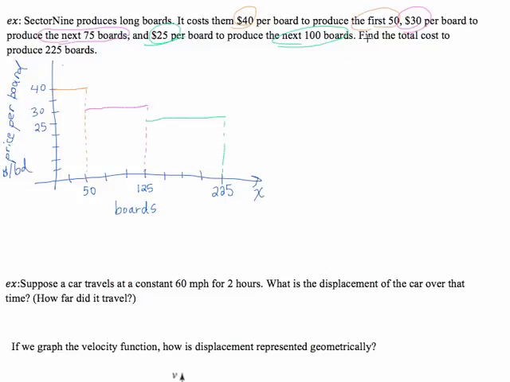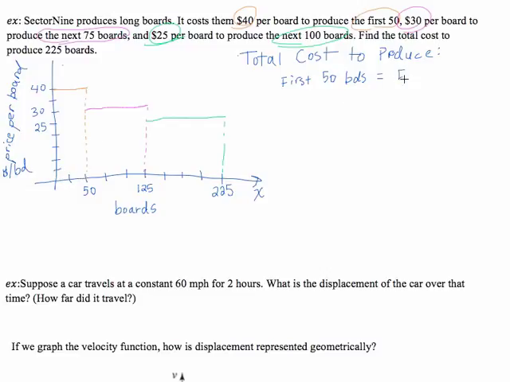Now, we want to find the total cost to produce 225 boards. So we're going to do this by finding the total cost to produce the first 50, the total cost to produce the next 75, and the total cost to produce the next 100, and then we'll add those three total costs together. Okay, so the total cost to produce the first 50 boards is the number of boards times the price per board.